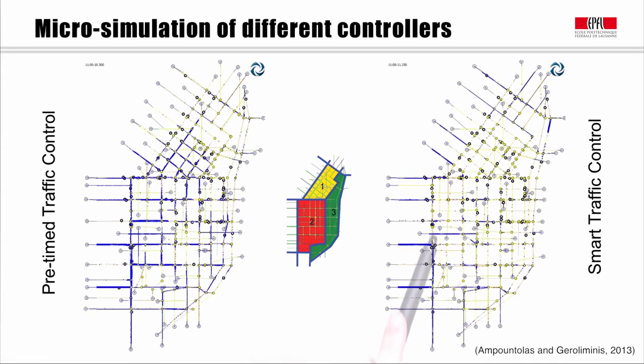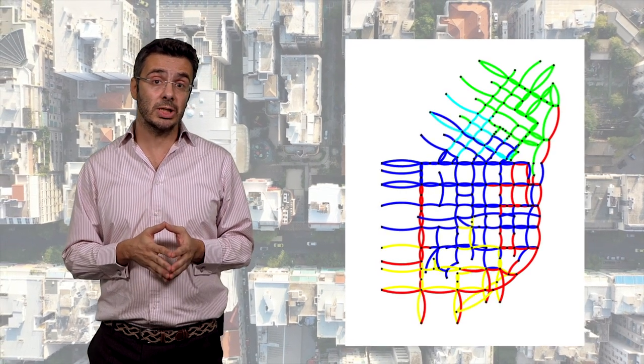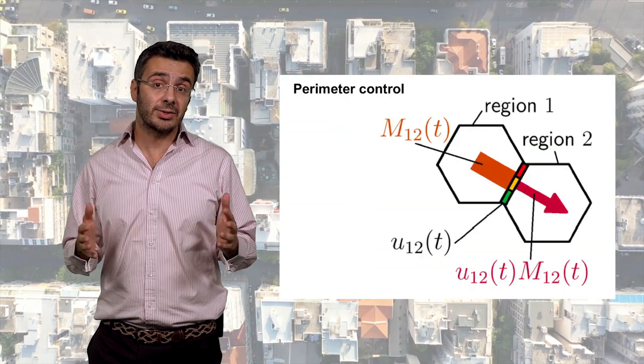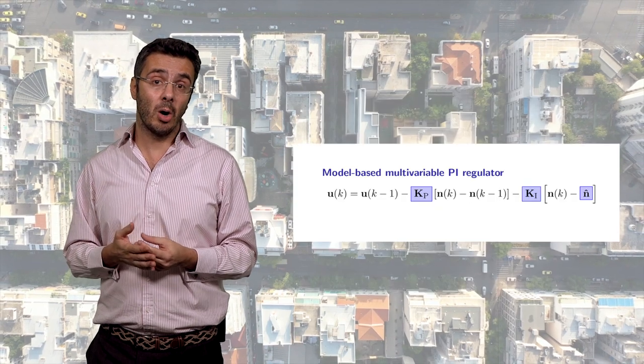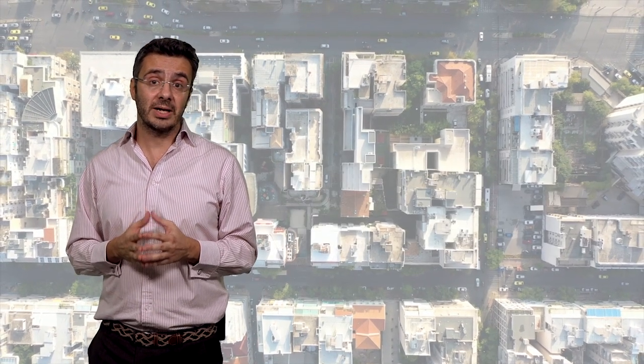Similarly, adaptive traffic lights in urban environments can manage congestion in a smart way by identifying the critical bottlenecks of the infrastructure and forming the queues of vehicles in optimal locations so as to maximize throughput. At the network level, after partitioning a city in homogeneous regions, we can control the transfers among regions, known as perimeter control, by adapting some key traffic lights.